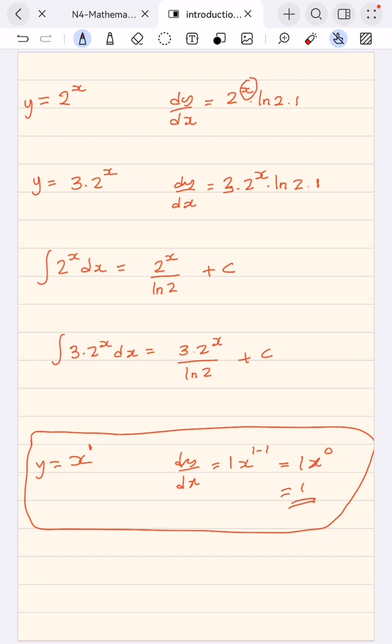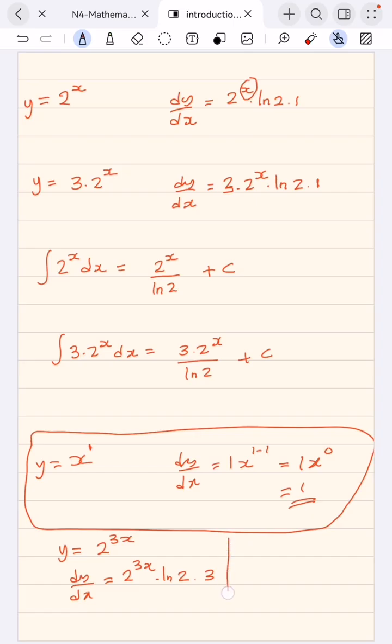Let's say I have y equals 2 exponent 3x. What will be my dy/dx? First thing, copy it as it is, ln 2. Last thing, the differentiation of 3x is 3. That's very important. Never leave that one out.